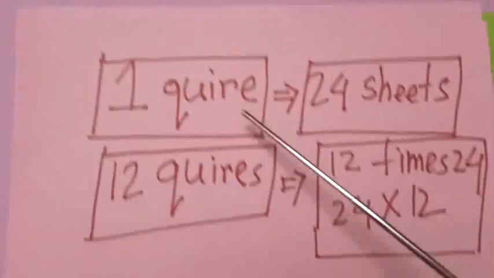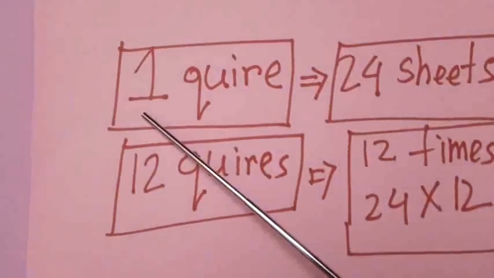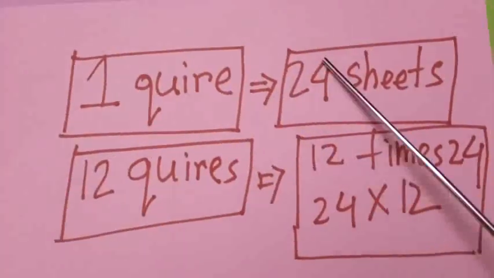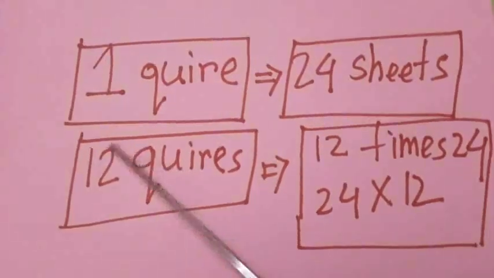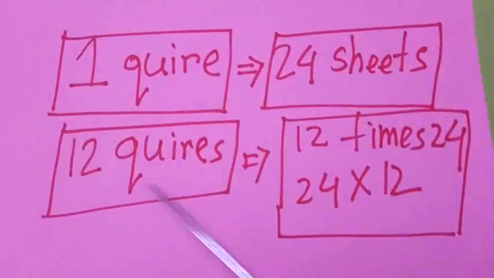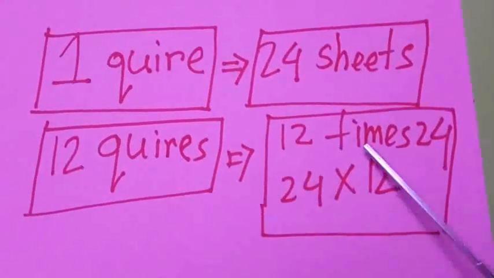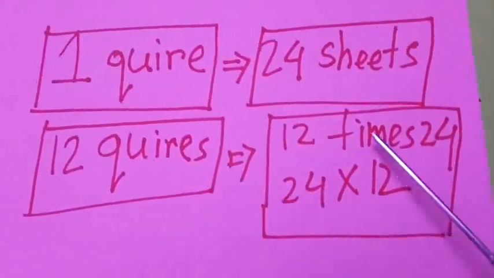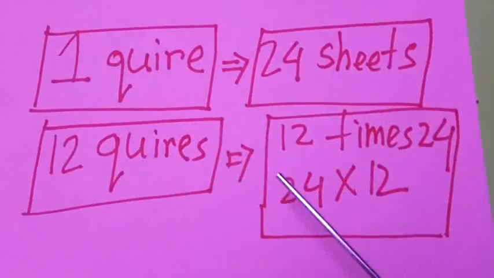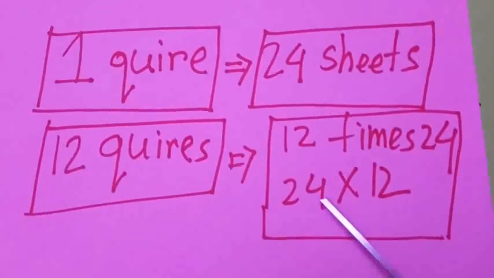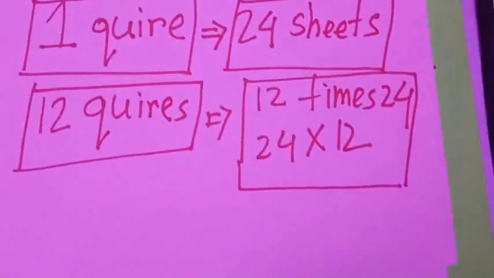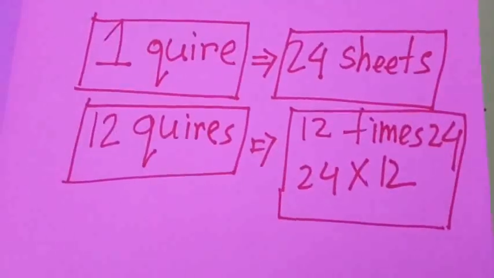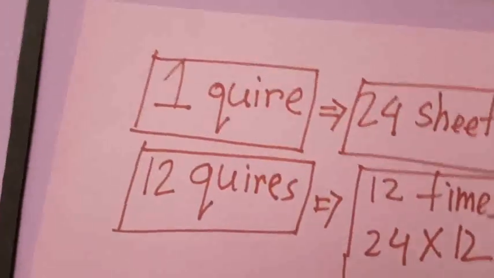Again, arrange the keywords or clue words. One quire has 24 sheets. We have to find 12 quires. 12 quires mean 12 times 24. 12 times 24 means 24 multiplied by 12. Let's see how to solve this question.